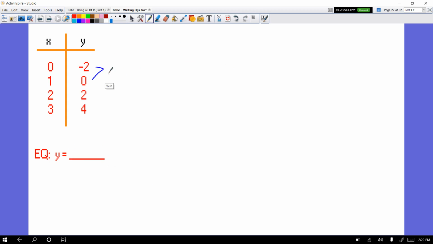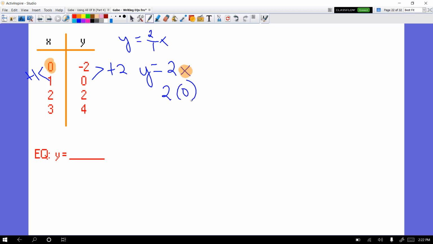Negative 2 to 0 is plus 2. So we have 2 over 1. Okay, change in y, change in x. We can also rewrite this as simply 2x. I'm going to take 0 as my x value, and I'm going to insert it into my x position right over here. 2 times 0 is 0. How do you get to negative 2? Minus 2. This is the equation I'm going to use to check to make sure that it is correct.